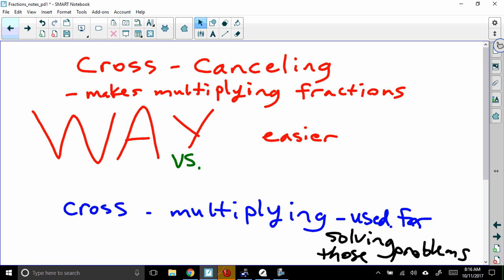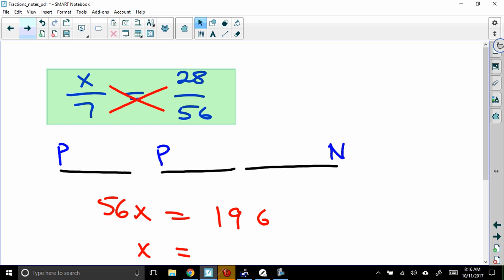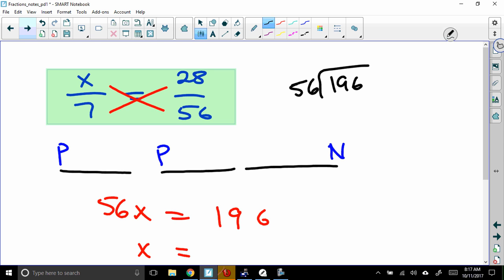Just for completion's sake, I probably ought to finish up that last problem that I was trying to solve. How many times does 56 go into 196? Is it 3? So that's an 8, carry the 1. That's a 16. So that's a 16, that's an 8. And that's going to be an 8, so that's a 2, so that's 28. Yeah, 3.5, 7 halves, like I said. So x is 7 halves, or 3.5.